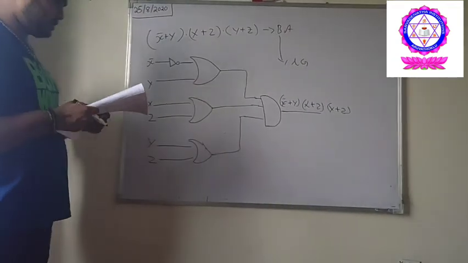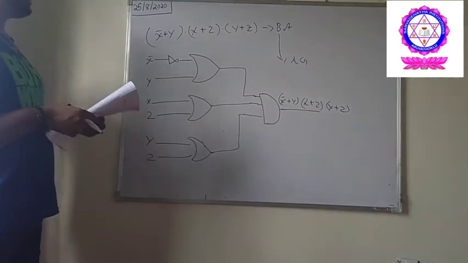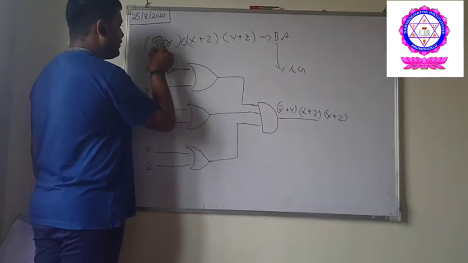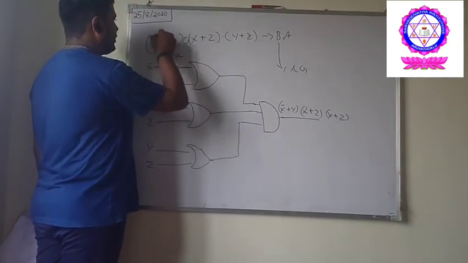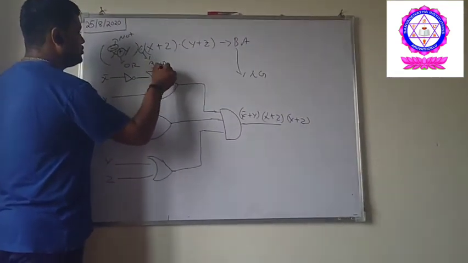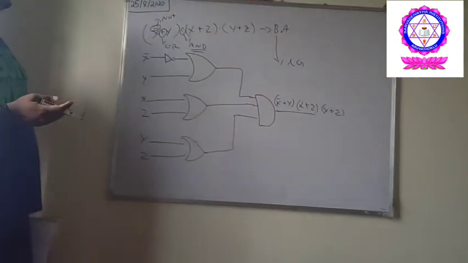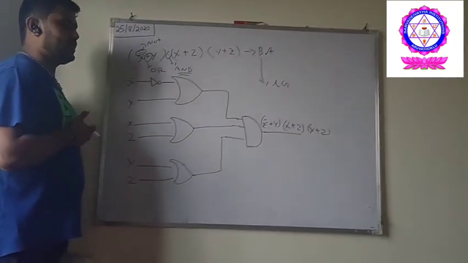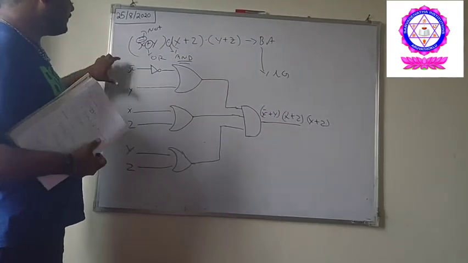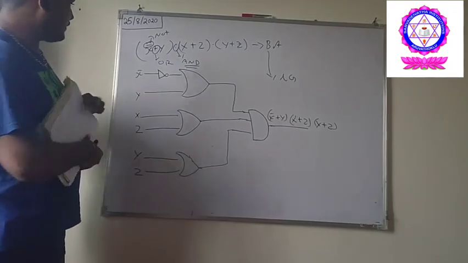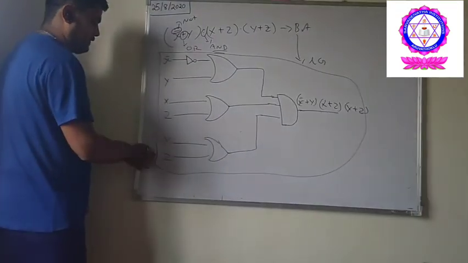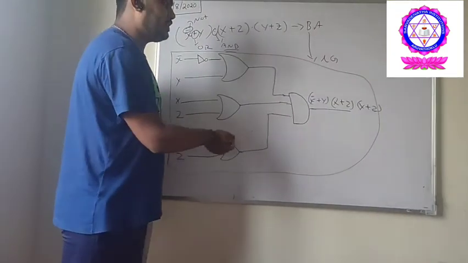Hope you understood how we draw a circuit. What we mainly concentrate on are the bars. If you have plus, it is an OR gate. If you have bar, it is a NOT gate. And if you have into, it is an AND gate. Using these concepts, if you draw a diagram, it is known as a logical circuit. Whatever logical circuit we draw is further converted into hardware, and these things are directly used by our users.